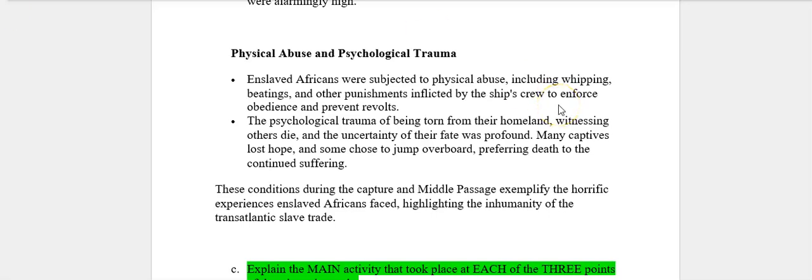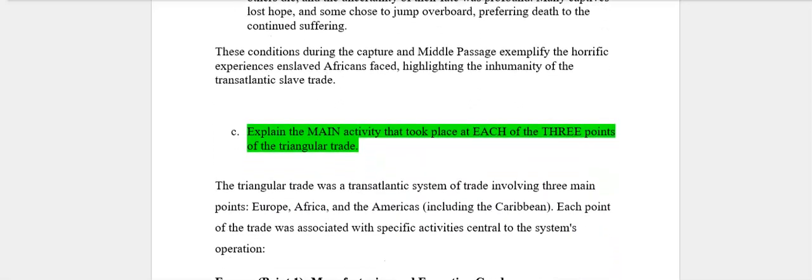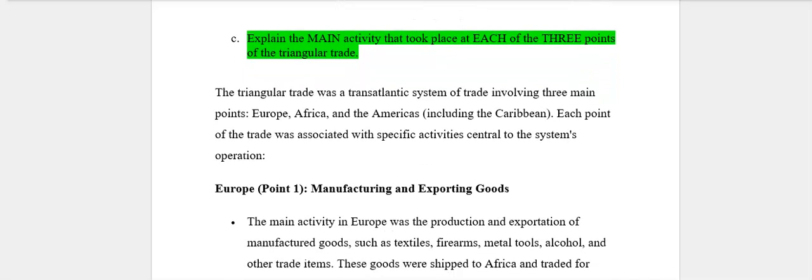Question C. Explain the main activity that took place at each of the 3 points of the triangular trade. So we know that the triangular trade is referring to the transatlantic system of trade, which involves three main points.